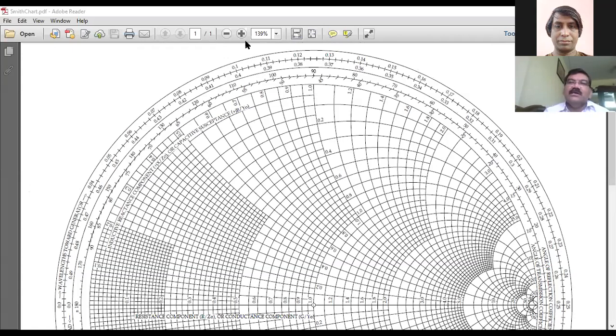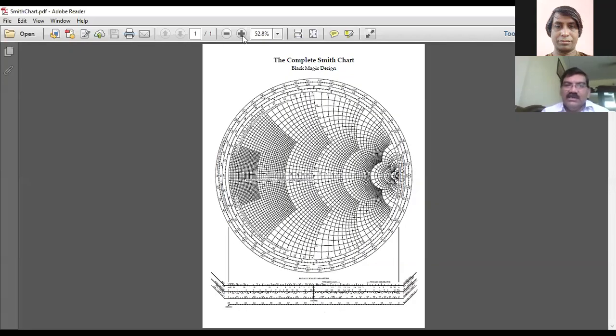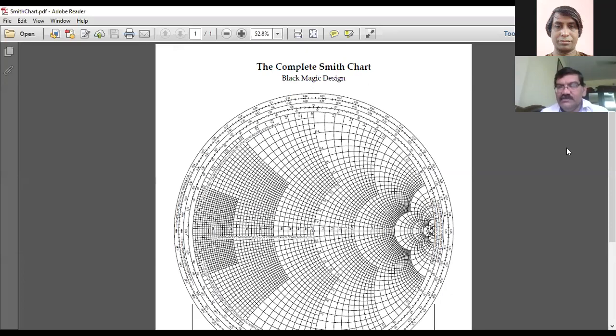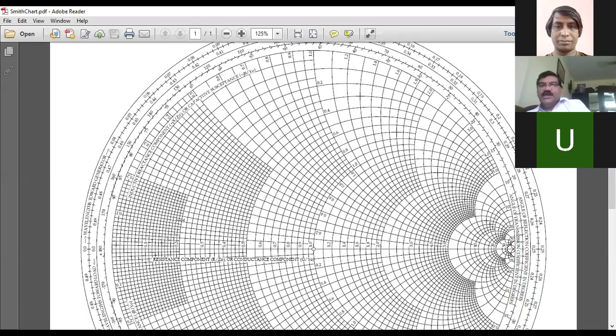You can see that multiple lines are there. Have you seen this Smith chart before? Have you used it for any subject? Any comment, quickly? Yes, sir. Okay, so you have used it a little bit.